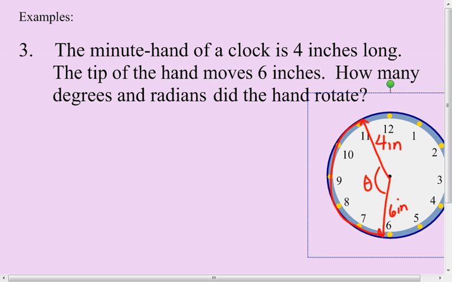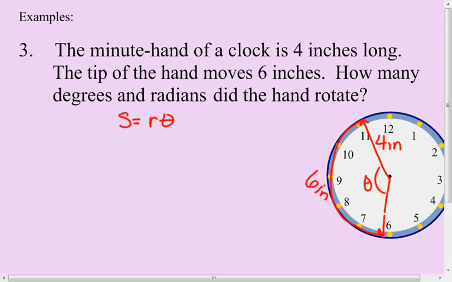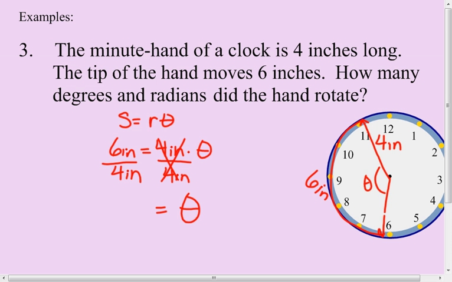Okay? So, again, you're going to use S equals R theta. And I labeled that 6 inches in the wrong spot, didn't I? This should be 6 inches, sorry. Your arc length is 6 inches. It moved 6 inches. Anyways, so your S is 6 inches. My radius is 4 inches. And I don't know my theta. So I will divide by 4 inches. Those will drop out. And 6 divided by 4 obviously is going to be 3/2 if you want an exact answer.